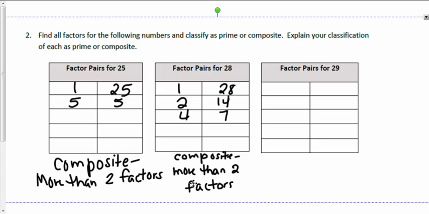See if you can list all the factor pairs for 29. The only factor pairs I can think of for 29 are 1 and 29, so that means that it is prime. And the reason why it's prime is because it has exactly 2 factors.